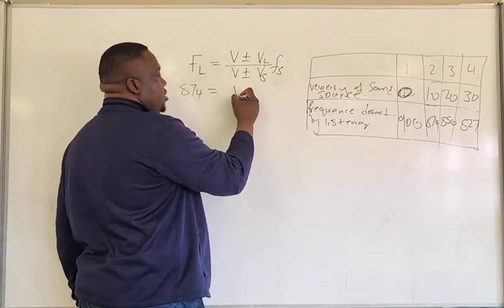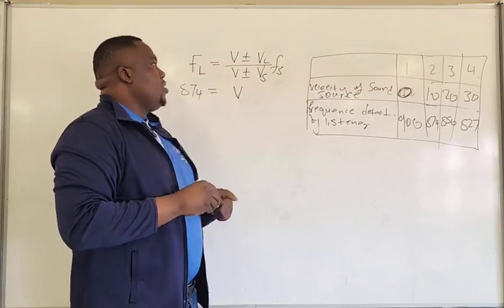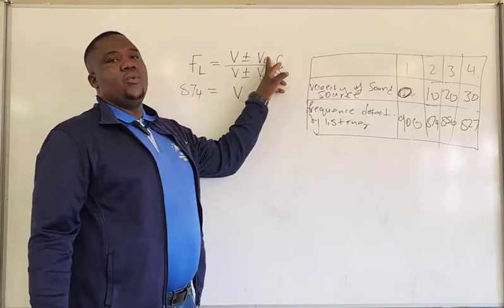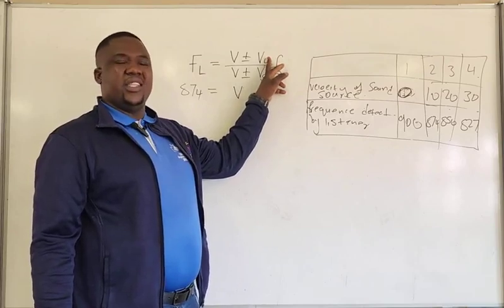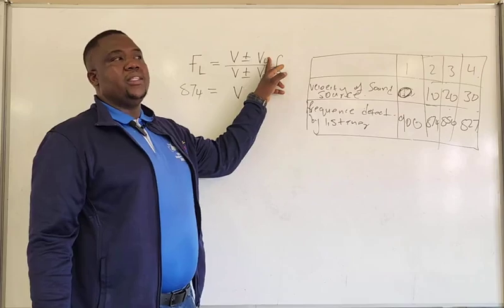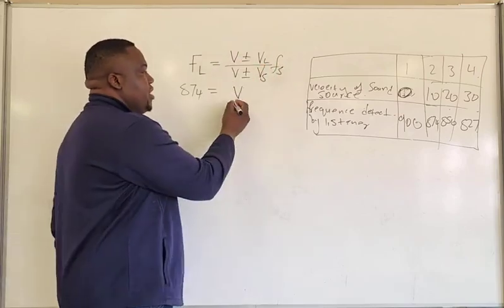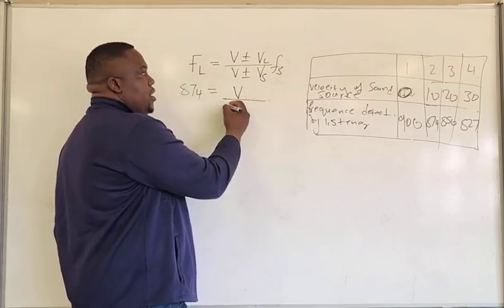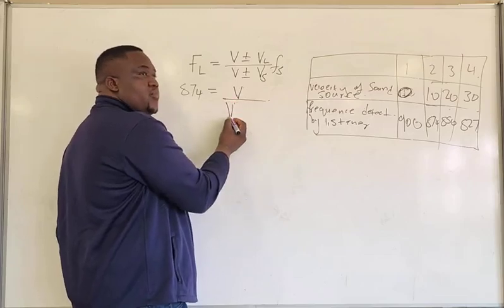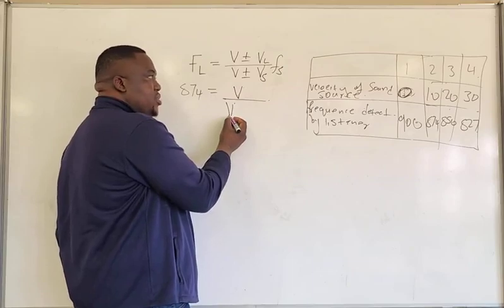That's what we want. Then here we are just going to write V. Here for VL, we're going to have a 0 because the listener is stationary, meaning that we're going to have a 0. That's why we're going to write a V. Then we're going to have a V footer, which is the speed of sound which we want to calculate.